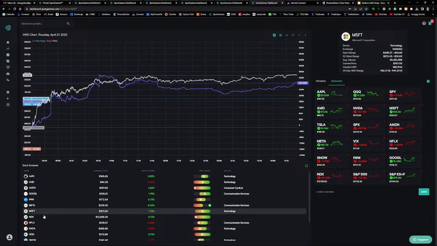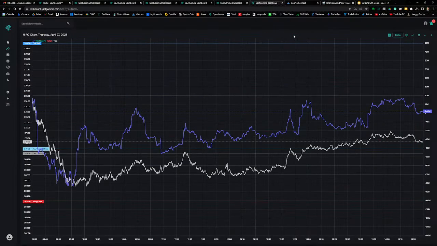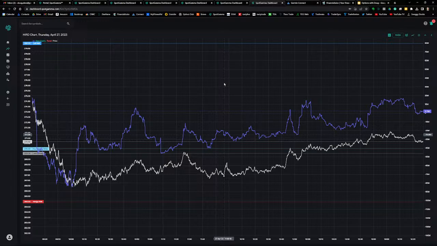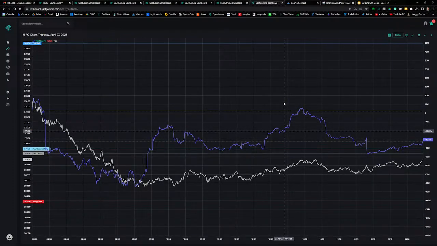All right, the next is NVIDIA. And NVIDIA moved sharply down at the open, the only big cap tech stock that I watched that happened to. And now NVIDIA is trying to move higher. And in the morning there was a very strong correlation between options trades and this move lower.